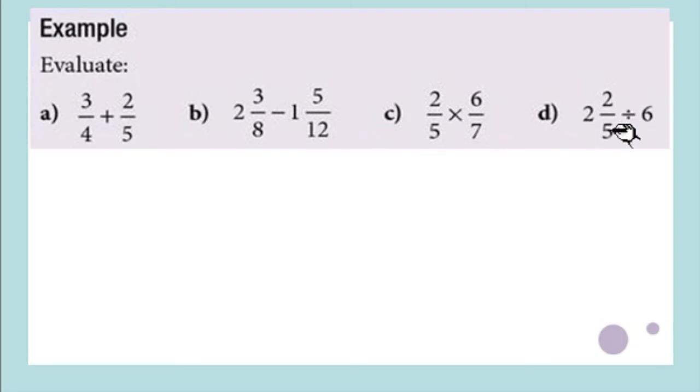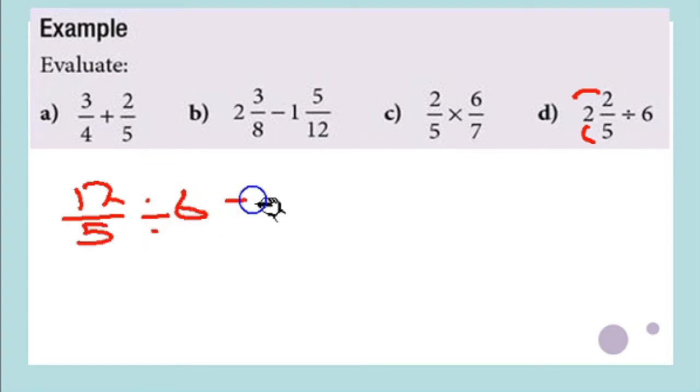Convert the first one to an improper fraction. 5 by 2 equals 10. 10 plus 2 equals 12. 12 over 5 divided by 6. Good. What can I do? No problem. 6 is 6 divided by 1. 6 divided by 1 equals 6.